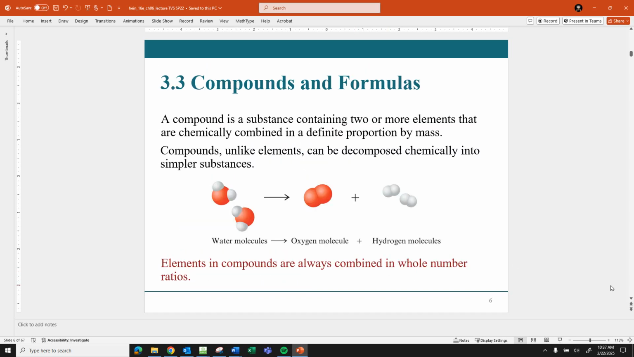All right, so let's briefly go over 3.3. A compound is a substance that contains two different elements that are chemically combined. These compounds can decompose into their elemental form and be able to rearrange themselves into different substances in a chemical reaction, shown here on the PowerPoint.